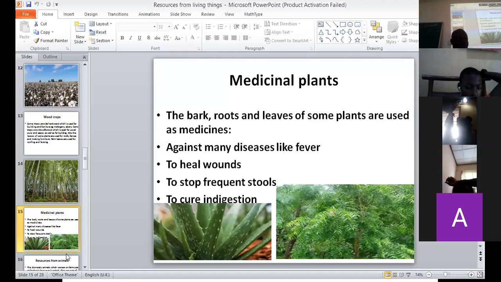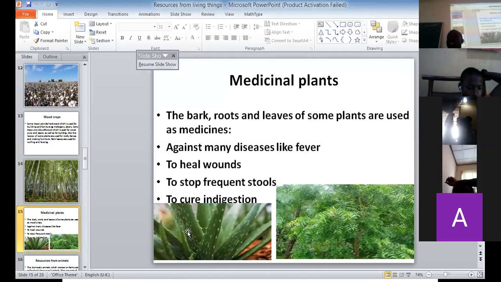Some people drink it. Some ladies normally mix the liquid inside aloe vera with that cream and rub it. This one is called aloe vera. This one is called dogonyaro, but the English name is neem.